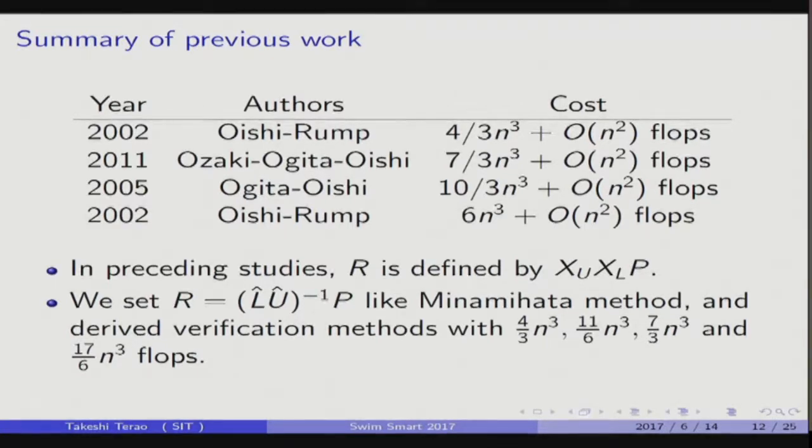In preceding studies, R is defined by this one. So we set R as this, like the Minamihata method, and derive verification methods with these flops. We propose 4 new methods.